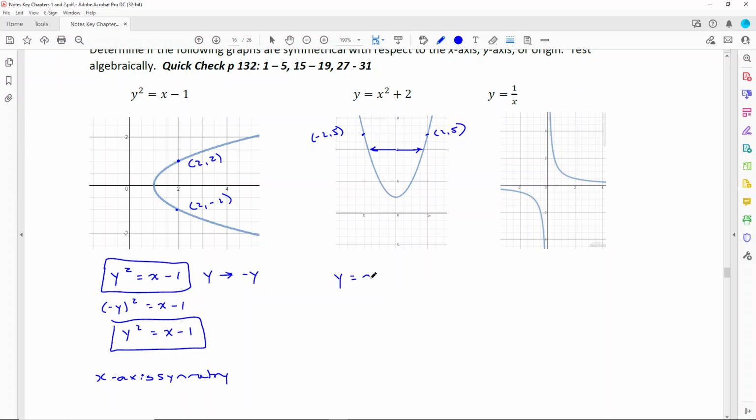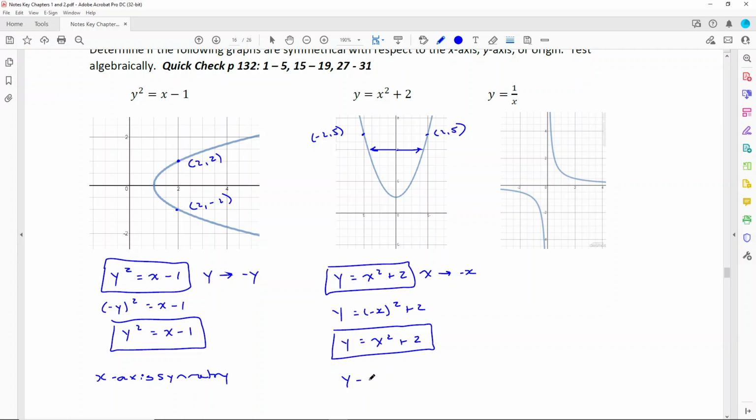So the equation is y equals x squared plus 2, and you're going to replace x with -x. So in for x, I'm going to put -x, and then I'm going to simplify. Again, you'll notice that there's a lot of squaring. Squaring is what makes something stay the same. You'll notice in this one the y was squared, and in this one the x is squared. And so look at that, we get our equivalent equation. This is the same as this, therefore there is y-axis symmetry.